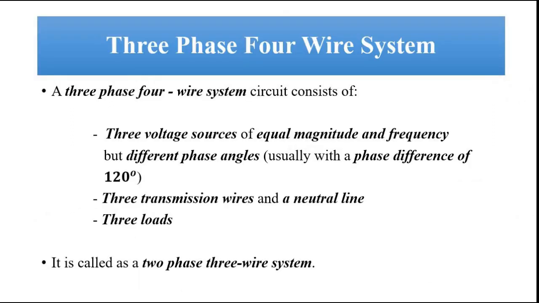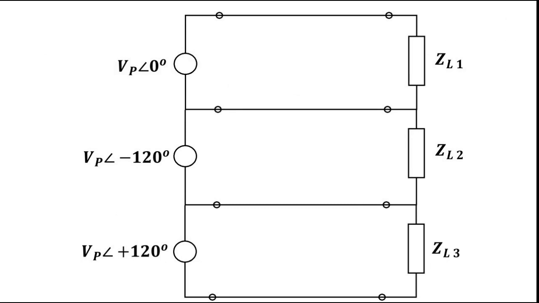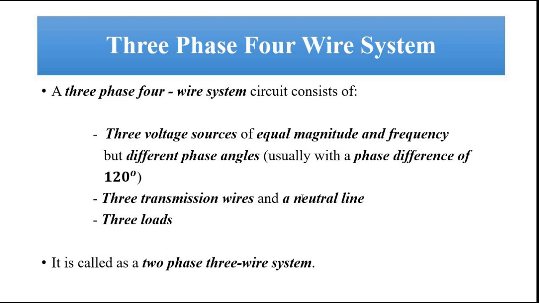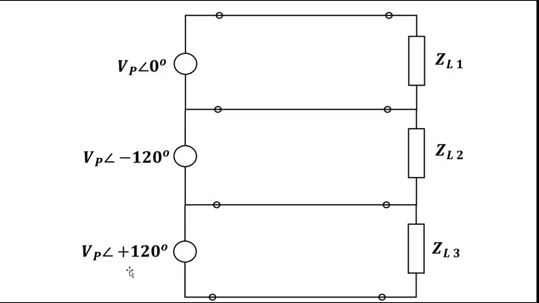Next is the three-phase, four-wire system. So here we have three voltage sources of equal magnitude and frequency but three different phase angles. Usually there is a difference of 120 degrees with respect to each other, leading and lagging. We have three loads, then we have three wires, each connecting one of the voltage sources to the respective loads, and here we have a neutral line. One neutral line, three wires for each of the three voltage sources and a neutral line, this one.